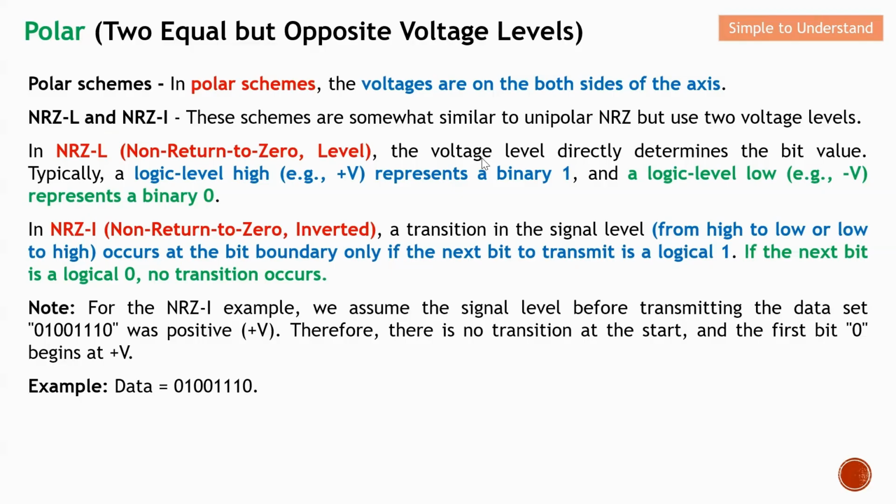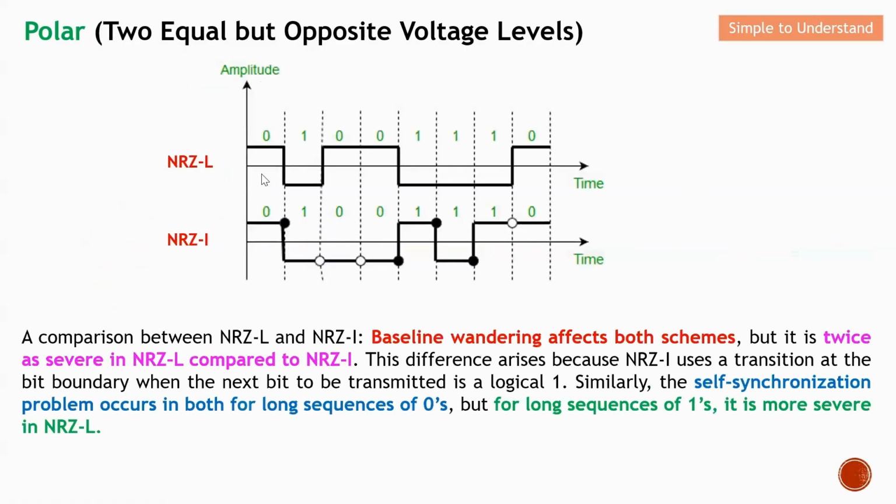Basically, with the voltage level, I will be able to tell whether it is bit 1 or bit 0. Typically, a logic high represents a binary 1, and a logic low represents a binary 0. But I do it slightly differently.